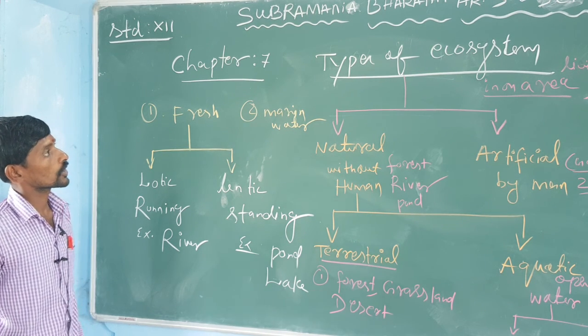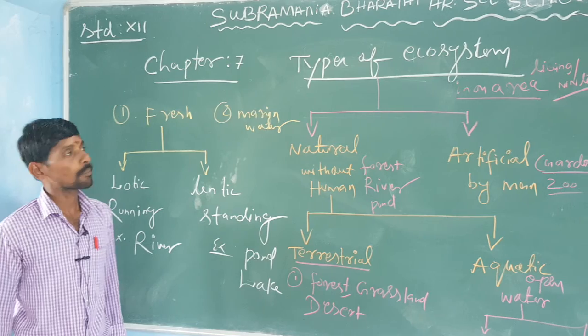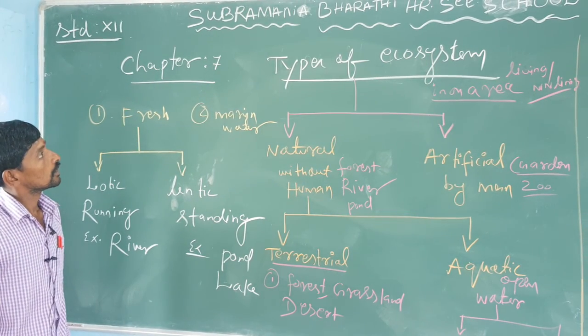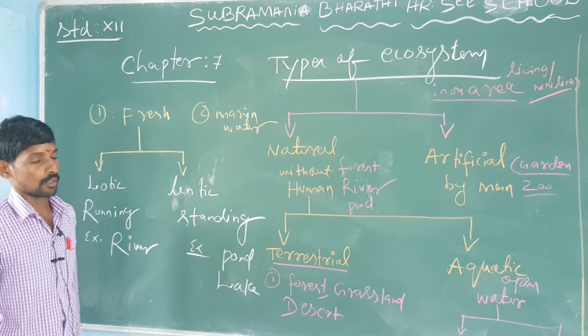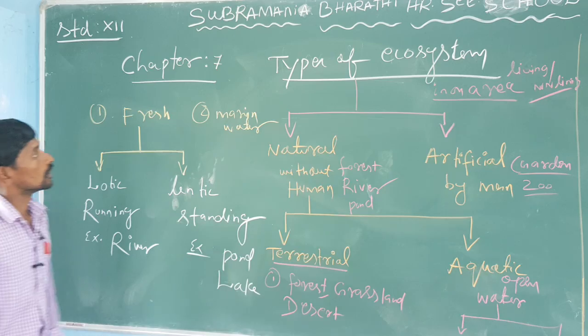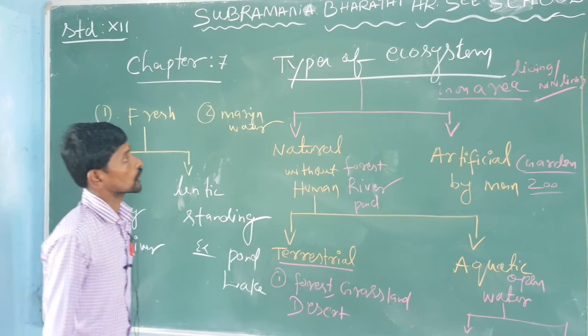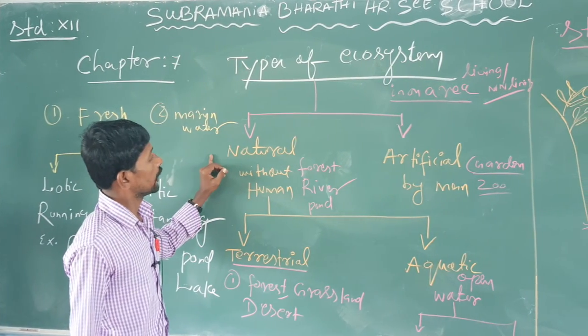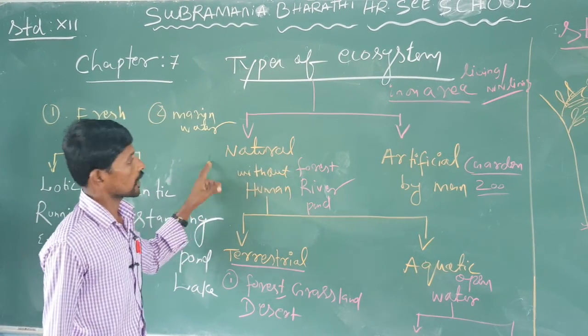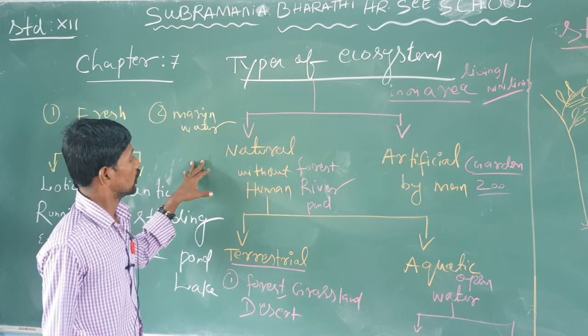Chapter 7, Ecosystem. The second part of the ecosystem: types of ecosystem. What are the types of ecosystem? They are divided into two types, natural and artificial.